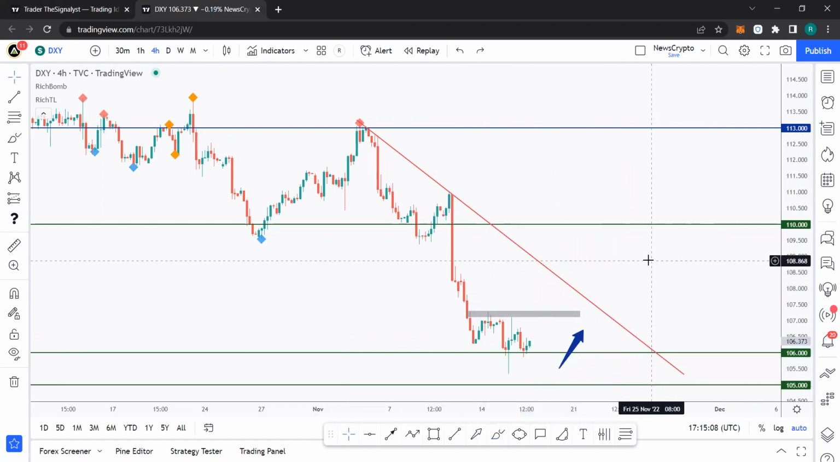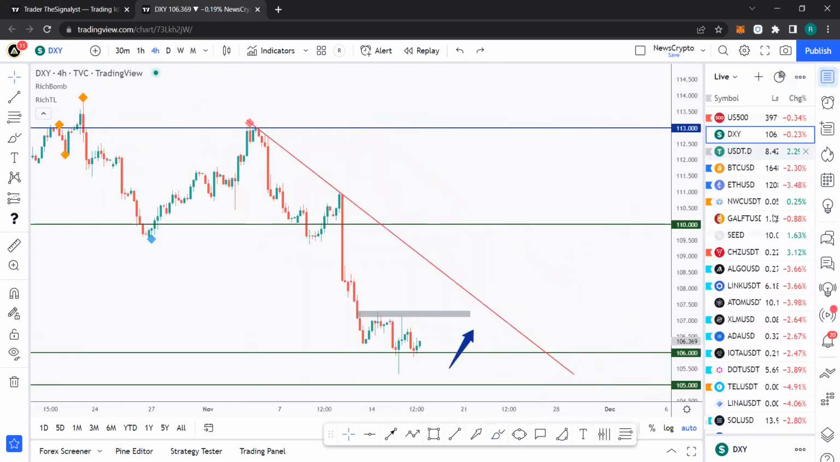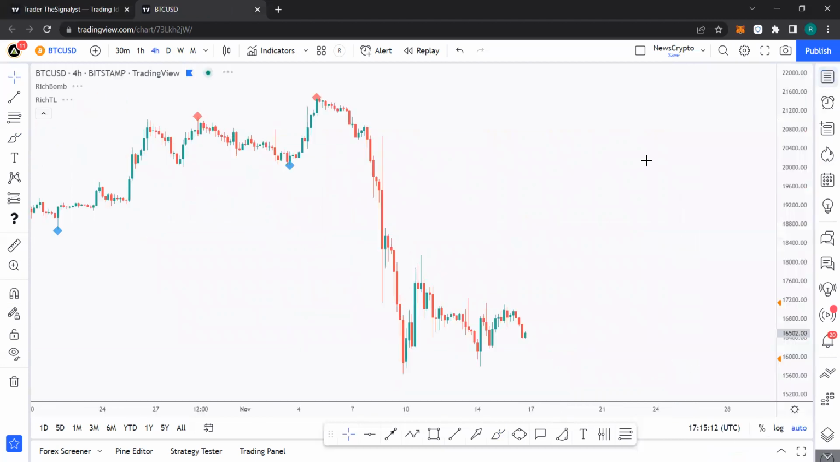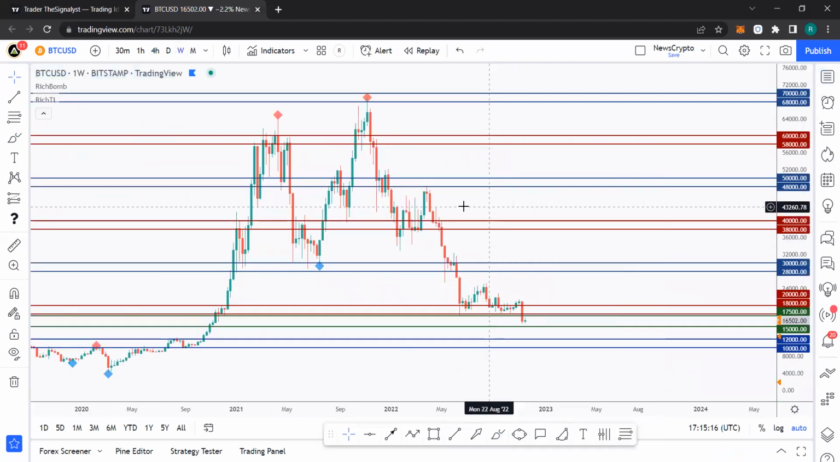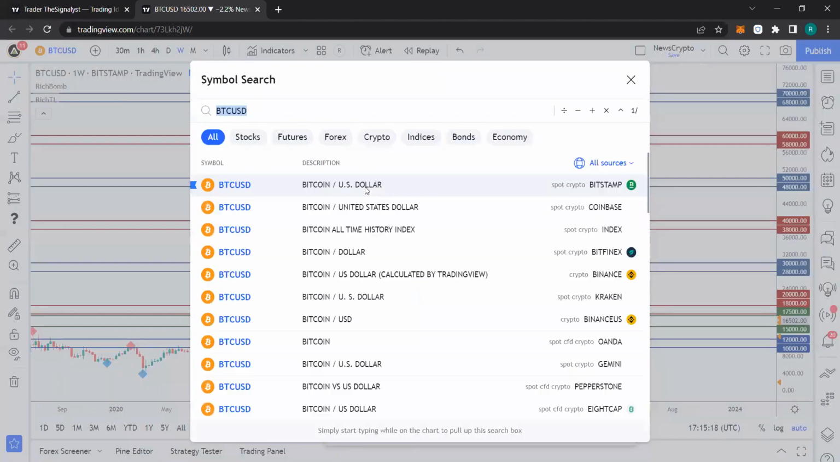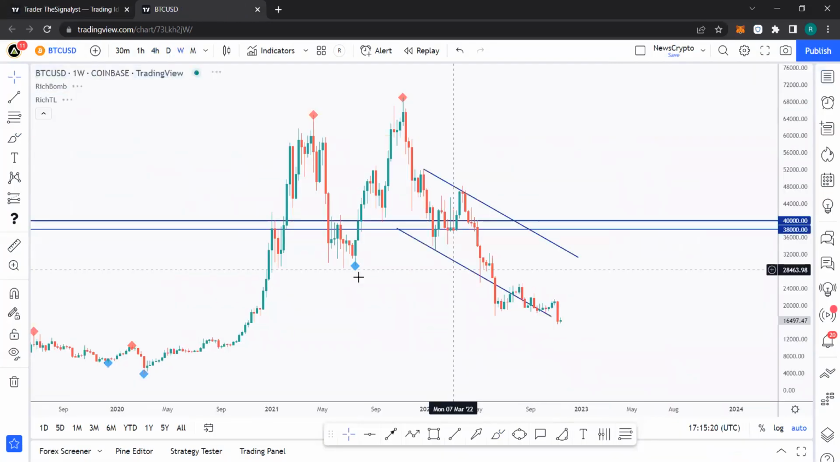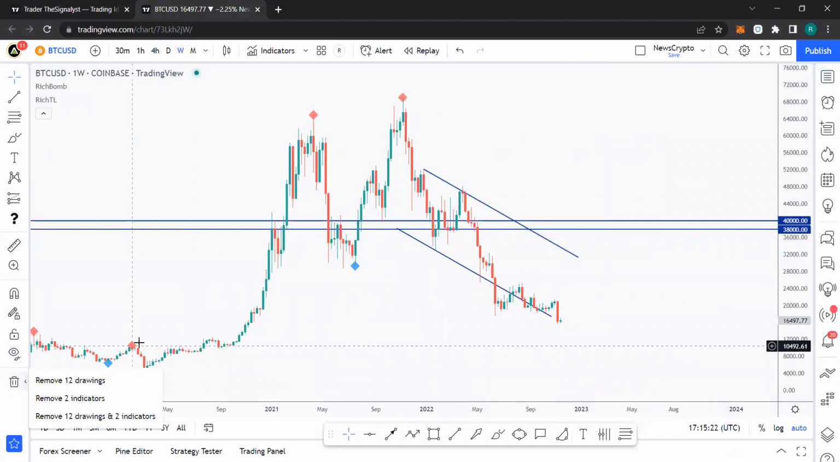Let me show you multiple examples on the Bitcoin chart. If you go to Bitcoin and go to the weekly chart, you know what? I'll open a new chart so that you can see it very clearly. So Coinbase, I don't have drawings. Yeah, I had previously. Let's delete it.